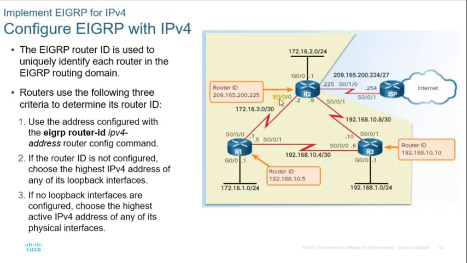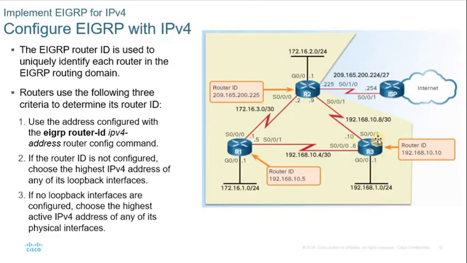Same instance with R2, you notice? Gathering all the active physical addresses of this router R2, you will notice that the highest amongst those IPv4 addresses is the 209.165. So it considers that as its router ID.